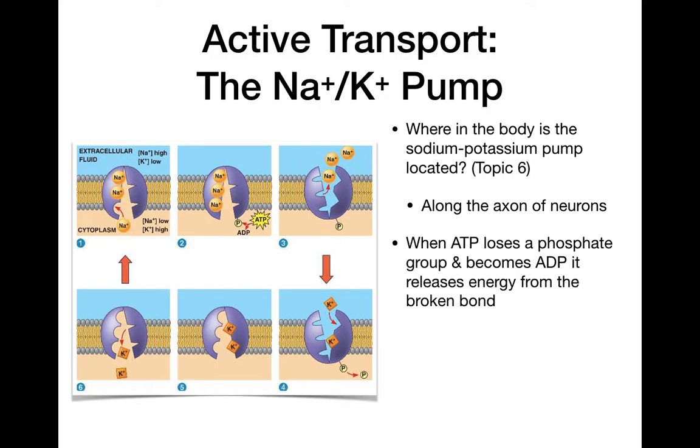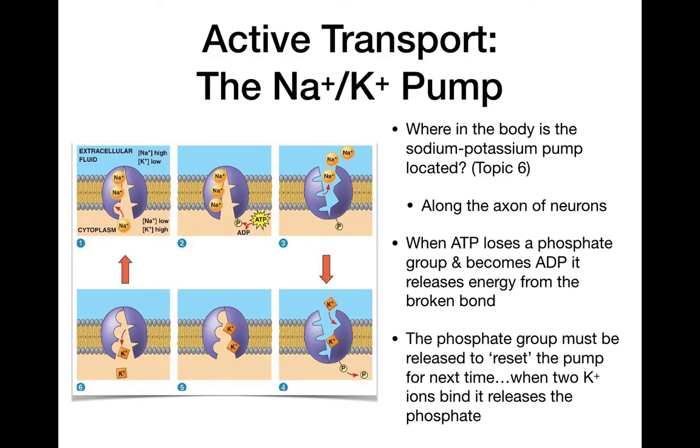And the way it's going to work is when ATP loses a phosphate, so ATP is adenosine triphosphate, tri of course means 3, so it's adenosine with 3 phosphates attached. When it loses one, it becomes ADP, or adenosine diphosphate, and of course di means 2. So this is going to break a bond and energy is released. That energy can then be used to pump the sodiums and potassiums across the membrane.